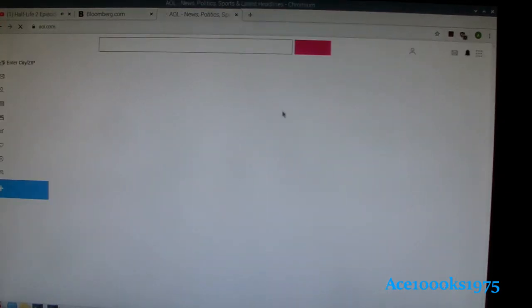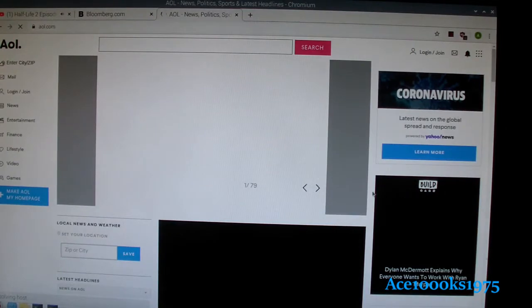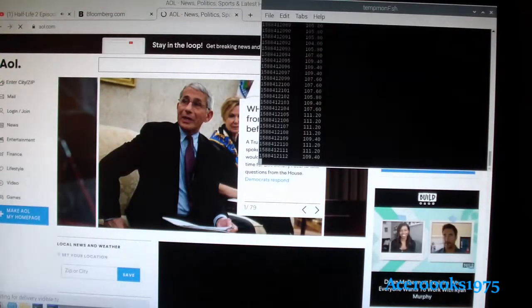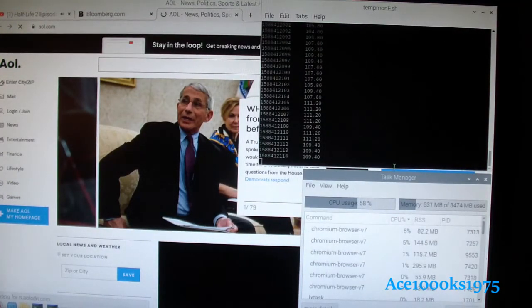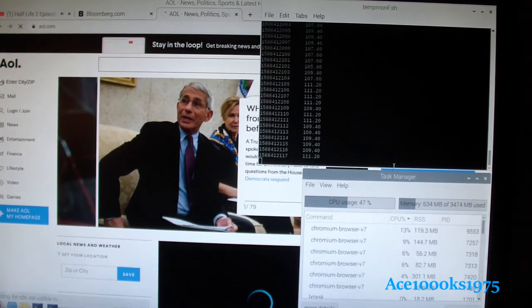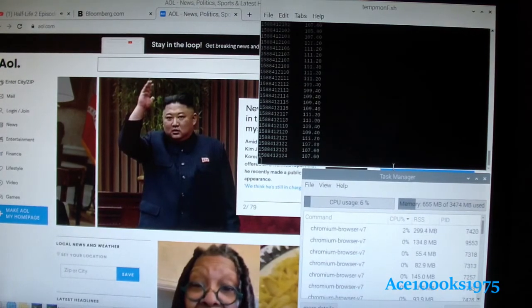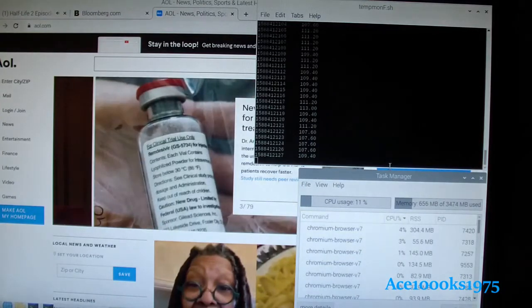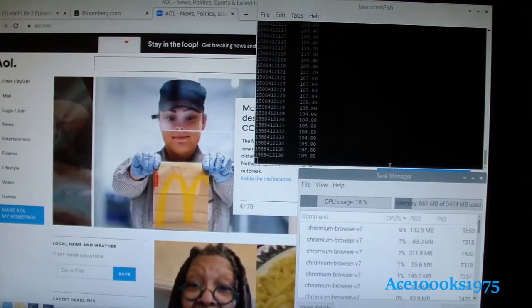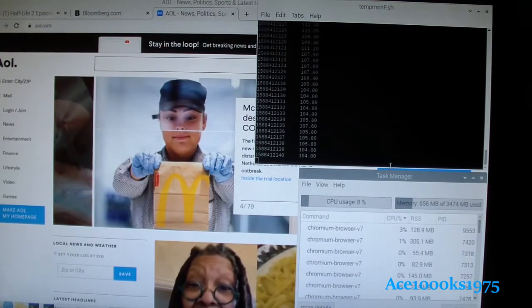Go to another website. See how much. So it's using up a lot of resources. I'm surprised how little system memory it uses, only like 656 megabytes of RAM. So this is a 4 gigabyte version of the Raspberry Pi 4 single board computer.